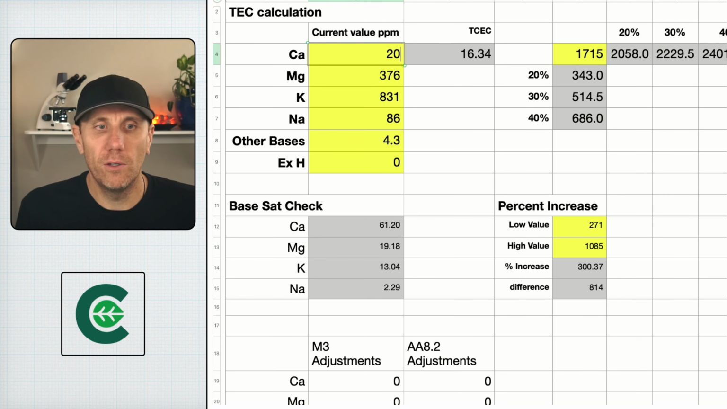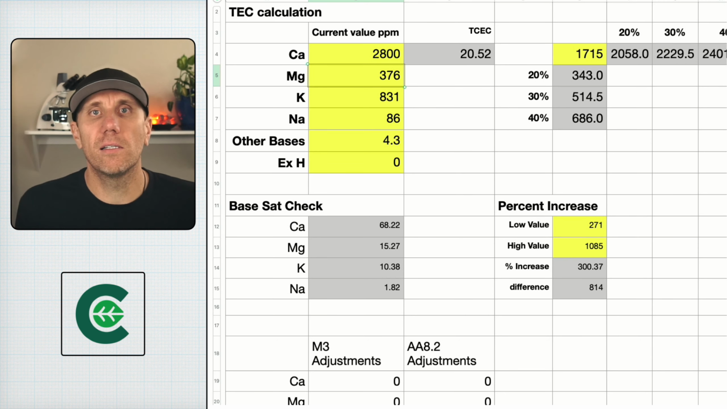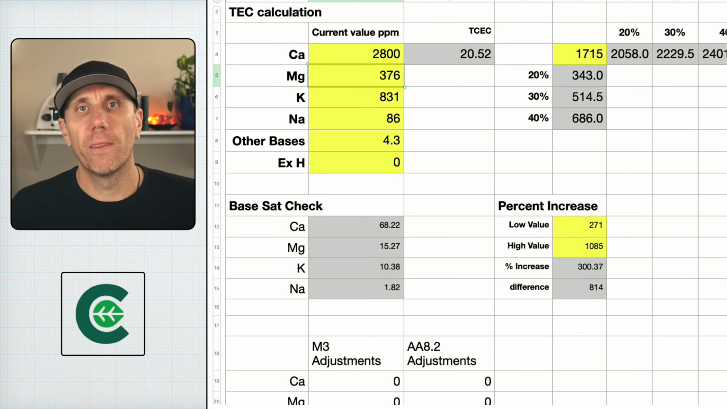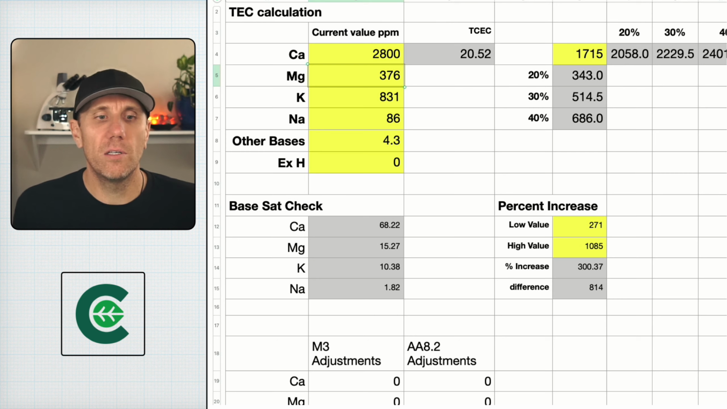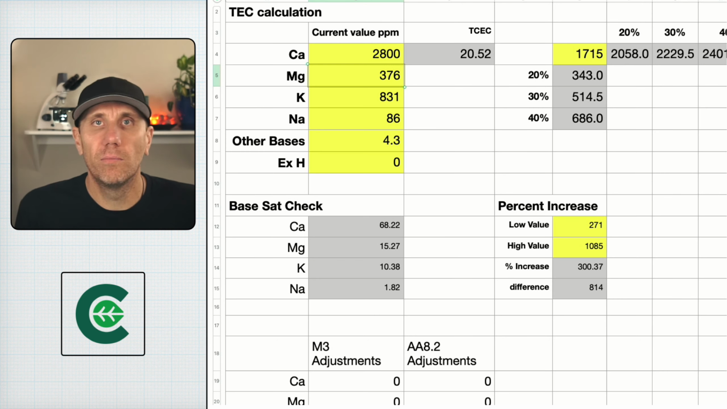So we're going to maybe, I don't know, 2200. Let's try 2200. Not enough. Maybe 2500. That's getting us closer. Maybe 2800. So 2800 gets us to 68% calcium, 15.2% magnesium, and 10.3% potassium. I think that's a pretty good place to start. So we'll just kind of work with that.